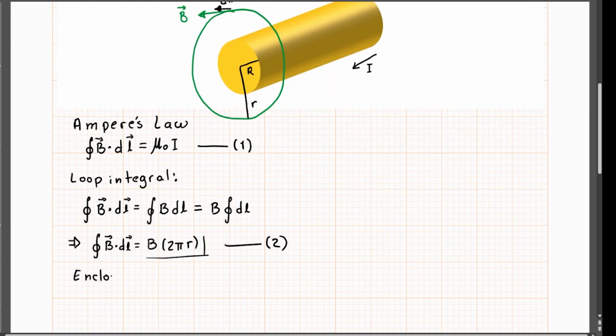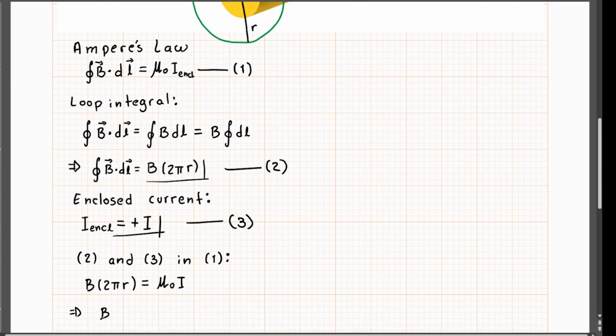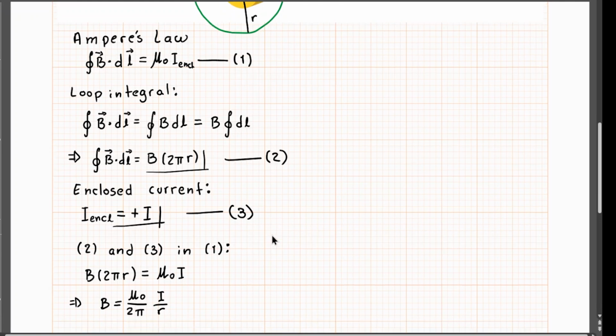The right-hand rule of the sign of the current gives a positive sign, and since the loop is enclosing the entire cross-section of the wire, the enclosed current is simply the current carried by the wire. Substituting equations 2 and 3 in equation 1, we get, and solving for B, we get the magnitude of the field outside the wire.